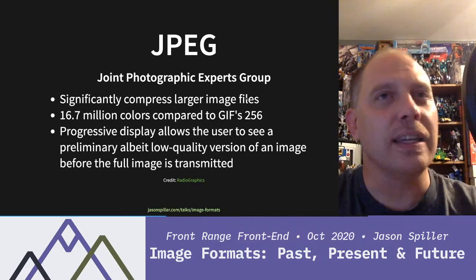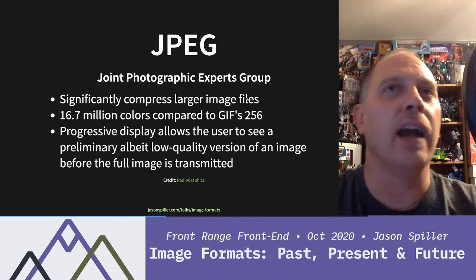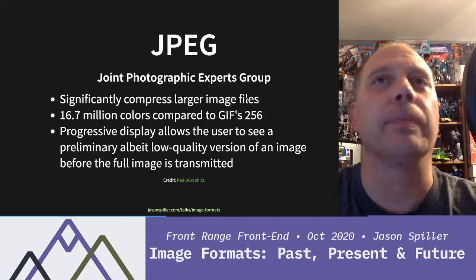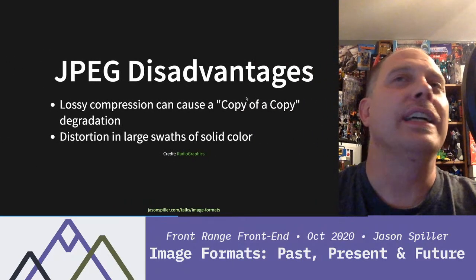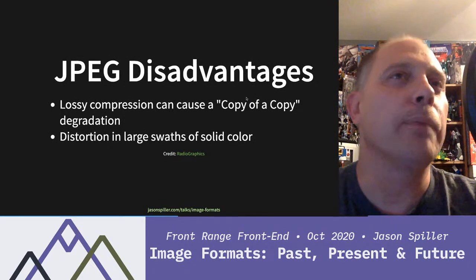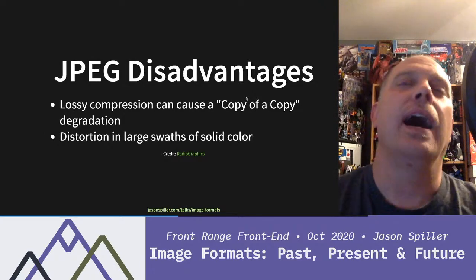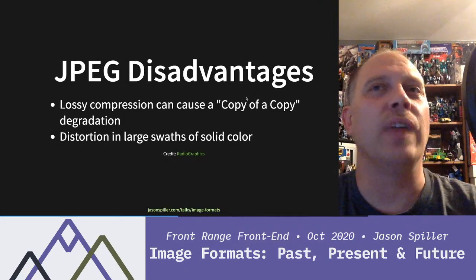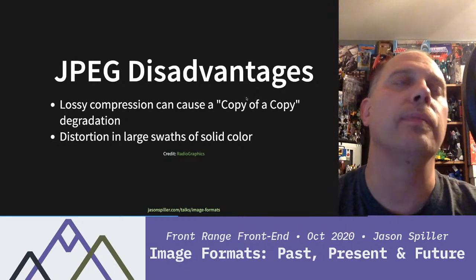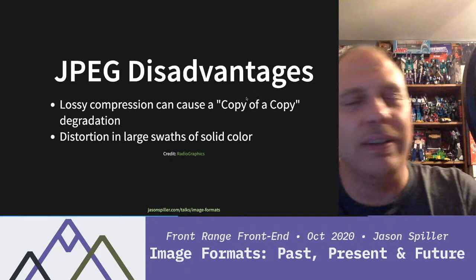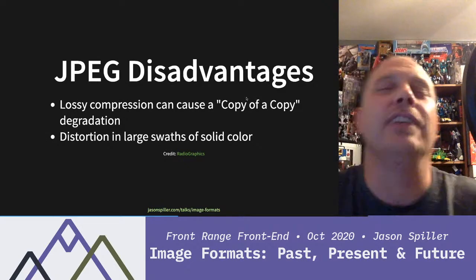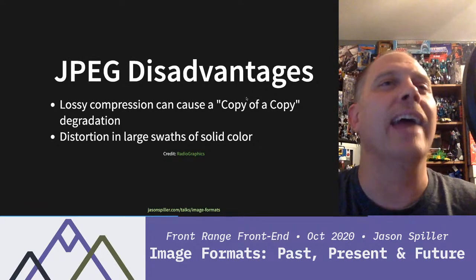So nice options there. Worked for years. But there had to be something different. There had to be something better out there. JPEGs had a lossy compression, so they basically throw out pixels. But what happens when you do that is you get that copy of a copy degradation. So if you save a picture down from the web, and then you optimize it again, and then you optimize it again, you're basically just losing data every time you do that.